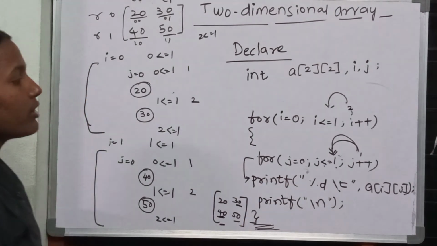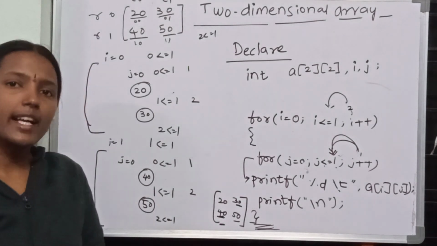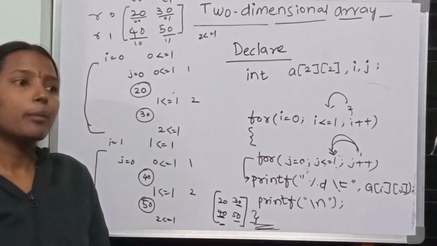So this is a way of declaring a two-dimensional array, accepting the data into a two-dimensional array, and printing the values of a two-dimensional array.